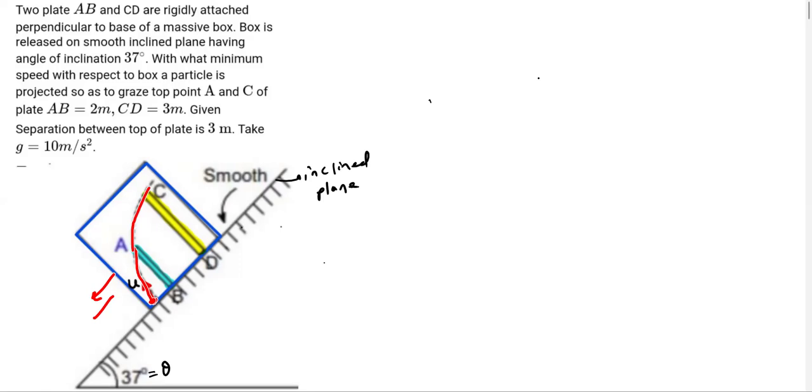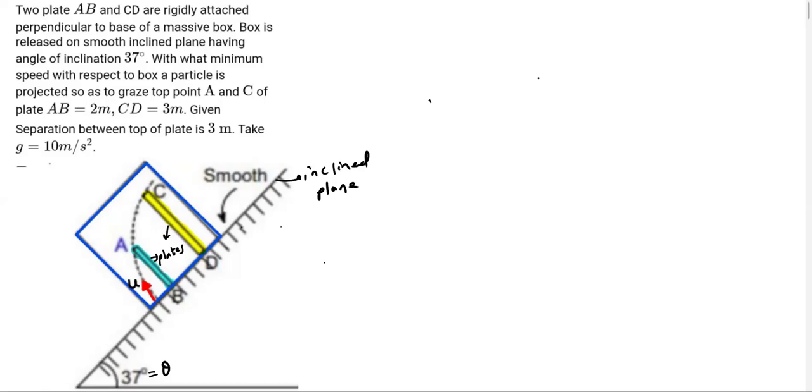I will show clearly. The particle should have a trajectory such that it should just graze the point A and C of the plates AB and CD. So what are the plates here? These are the plates. So we have to calculate this particular u.